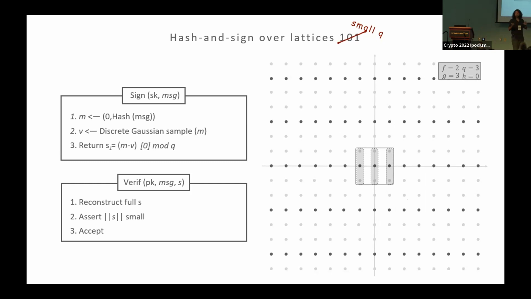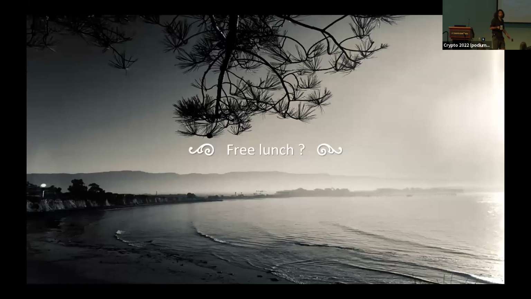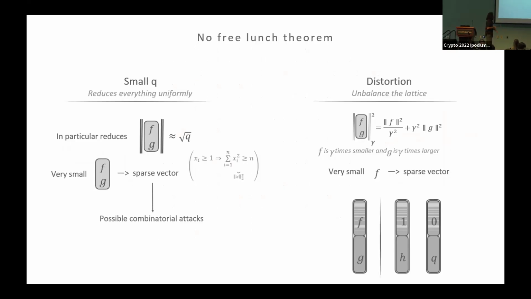That's a hint that maybe some tricks must be found. But as you can see, if my Q is smaller, of course, I will only choose points between minus Q over 2 and Q over 2. So I'm pretty happy because it's indeed smaller. So it's kind of for free. So could it be a free lunch here? Can I just reduce everything for absolutely free? Okay, of course, the answer is a big no. You never have a free lunch theorem in computer science. So why is it not a free lunch?